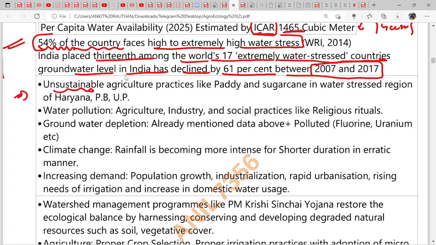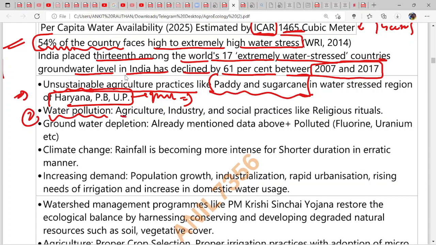Now see how we are using water unsustainably. What are the problems associated with water? So unsustainable agriculture practices are happening like paddy and sugarcane in Haryana, Punjab, UP. Because of this, groundwater depletion is happening. Second is water pollution, because of agriculture, industry and social practices like religious rituals.